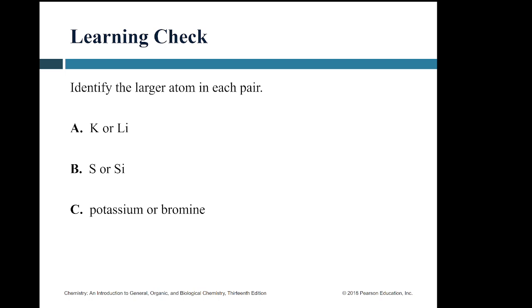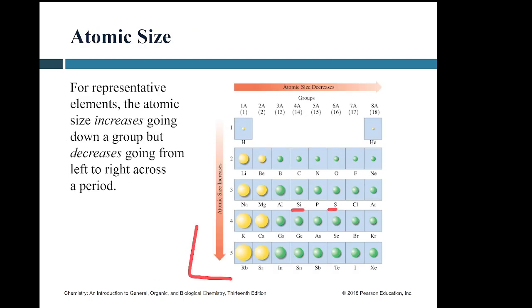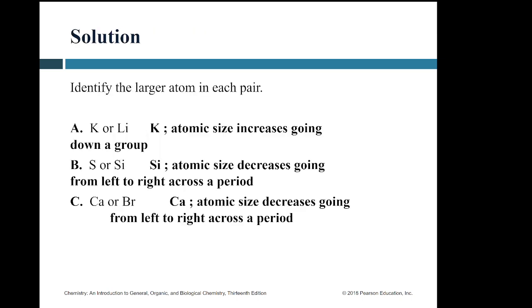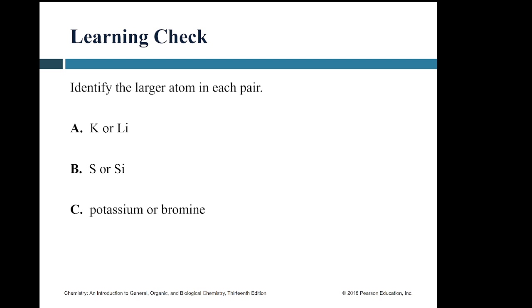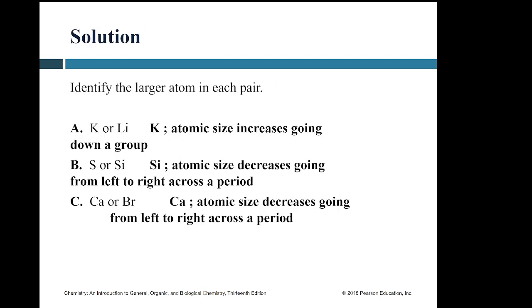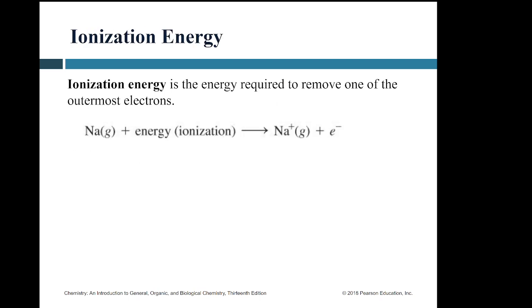Okay. Potassium or bromine? Okay, so we look over here, potassium, and then we go over here, bromine, right? And so potassium's definitely a little bit bigger. Okay, fantastic. Let's identify the larger atom of the pair.